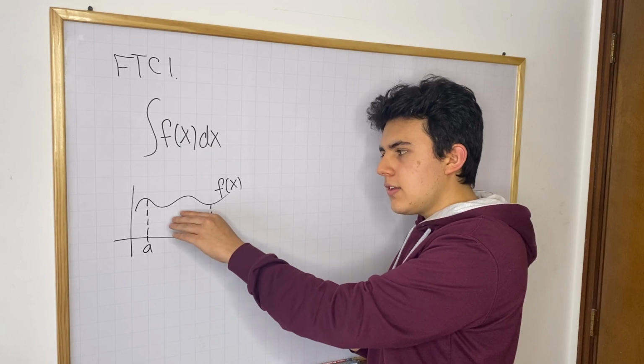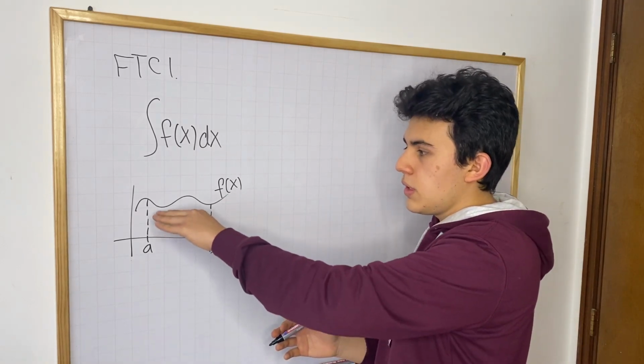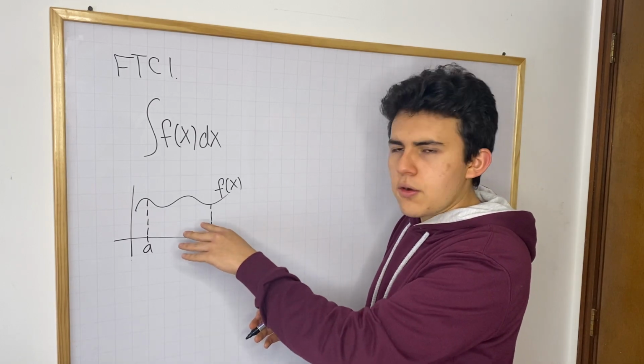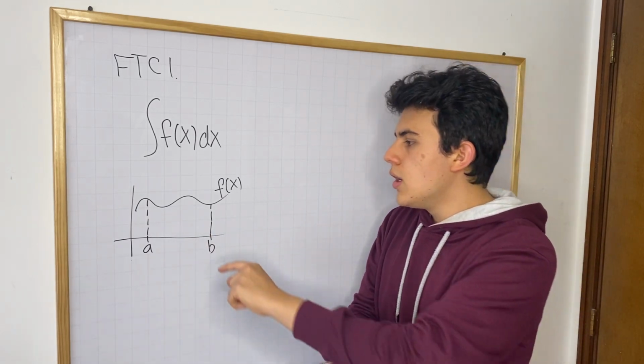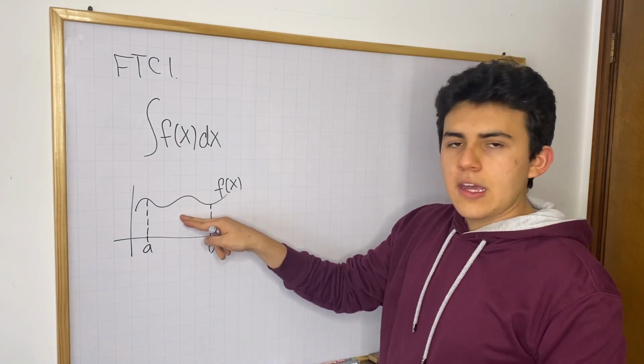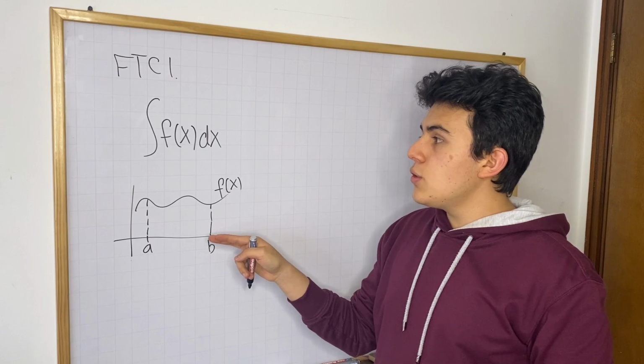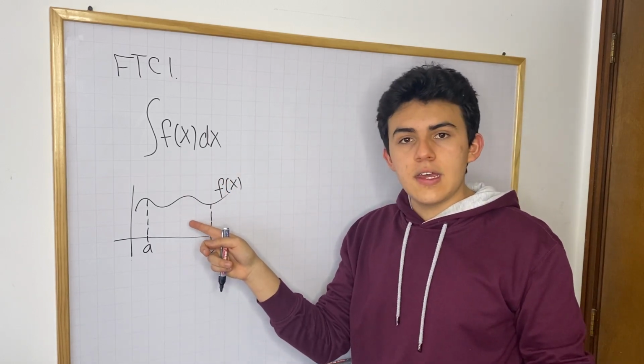And now you can see that this area might be kind of hard to compute because the top of this kind of rectangle is curvy, okay? So you cannot really use any formula that you already know to find this area, to find the area under the curve of small f. So what can we do? Well, we can use an integral to find this area.